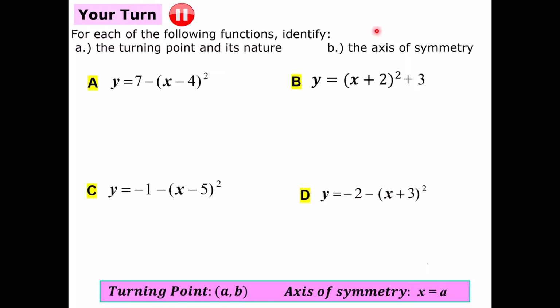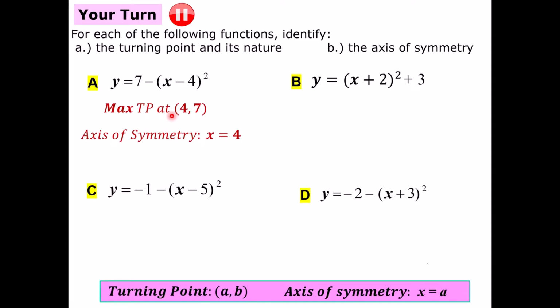Okay, so for the first one, to find the turning point, we've got our A and our B. For A, we need to change the sign to make it a +4, and for B, we're going to leave it alone. And because we've got a negative in front of our bracket, that means we're going to have a maximum turning point. So we've got 4, 7, and a maximum turning point at 4, 7. And because we know A, our axis of symmetry is x equals 4.